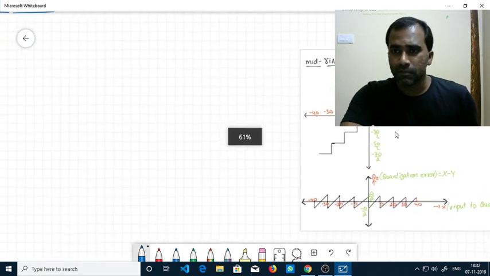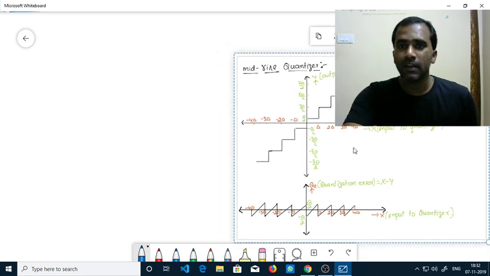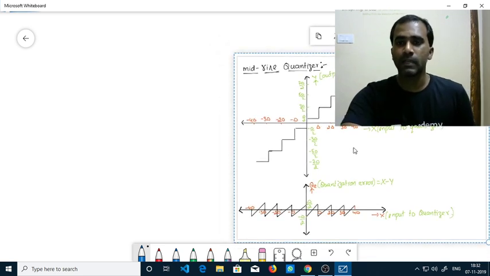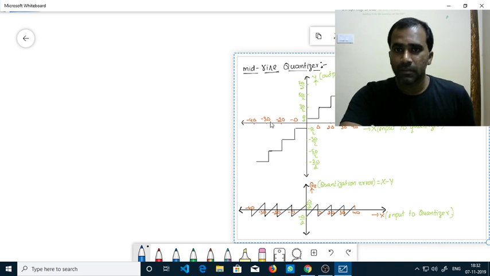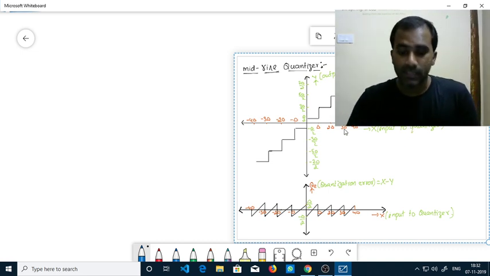So let me quickly recollect what is quantization. Quantization means converting infinite possible voltages into finite possible voltages. So if the message is having voltages from -4 delta to +4 delta, here if you observe this quantizer characteristics, this is a 3-bit quantizer.